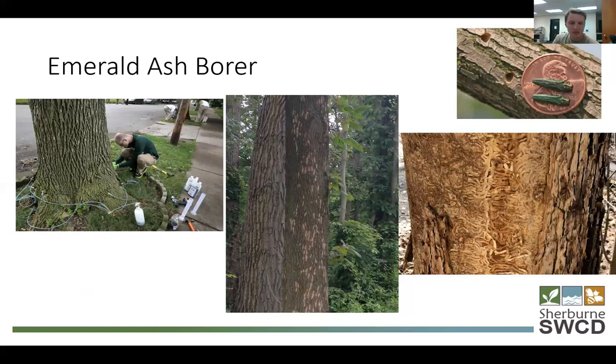And these injections will give the tree protection for 2 to 3 years. It used to just be 2 years. Now they're saying 2 to 3. So hopefully in another 5 years, they're going to be saying 3 to 4. That's kind of the hope.